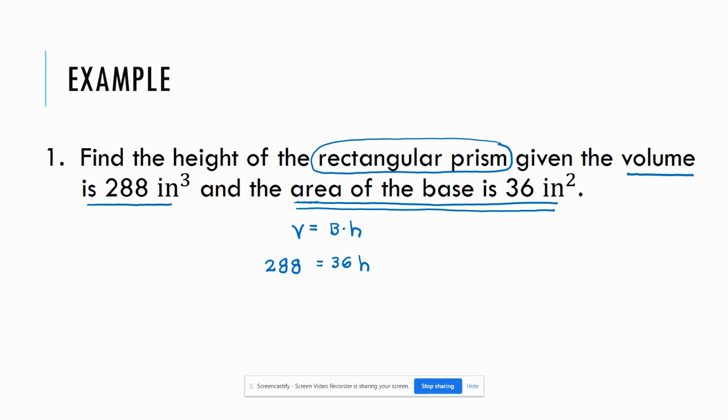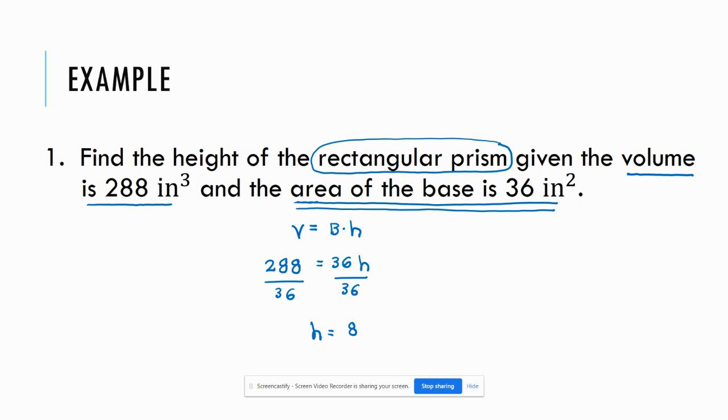So hopefully by substituting the numbers into the correct variables, it makes sense that in this problem, all I have to do to solve for H is divide. I'm going to divide both sides by 36. That gets you H by itself. And 288 divided by 36 is going to give you 8.